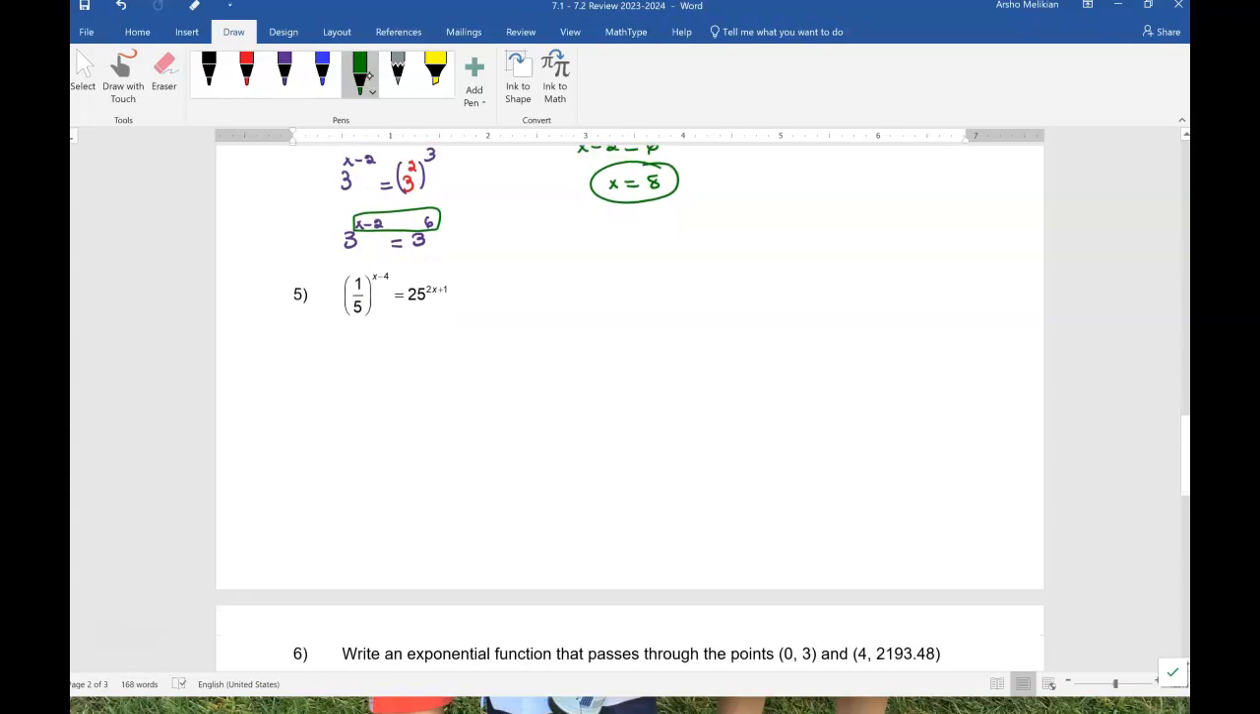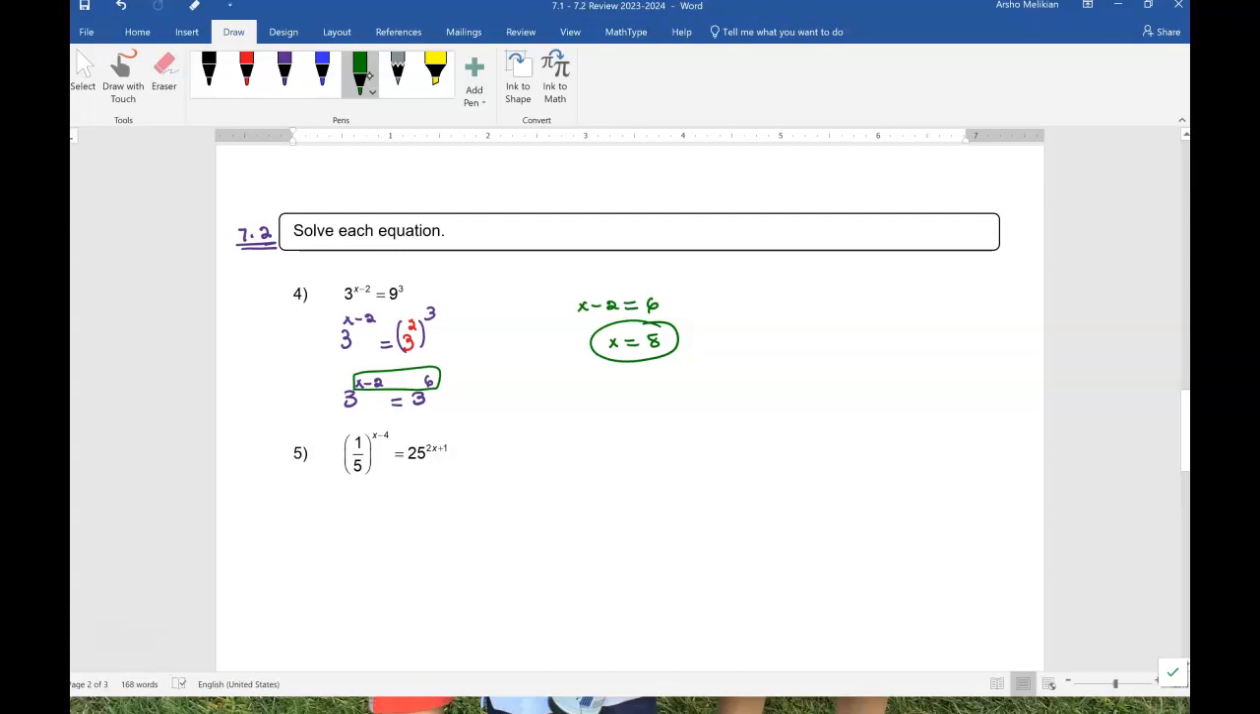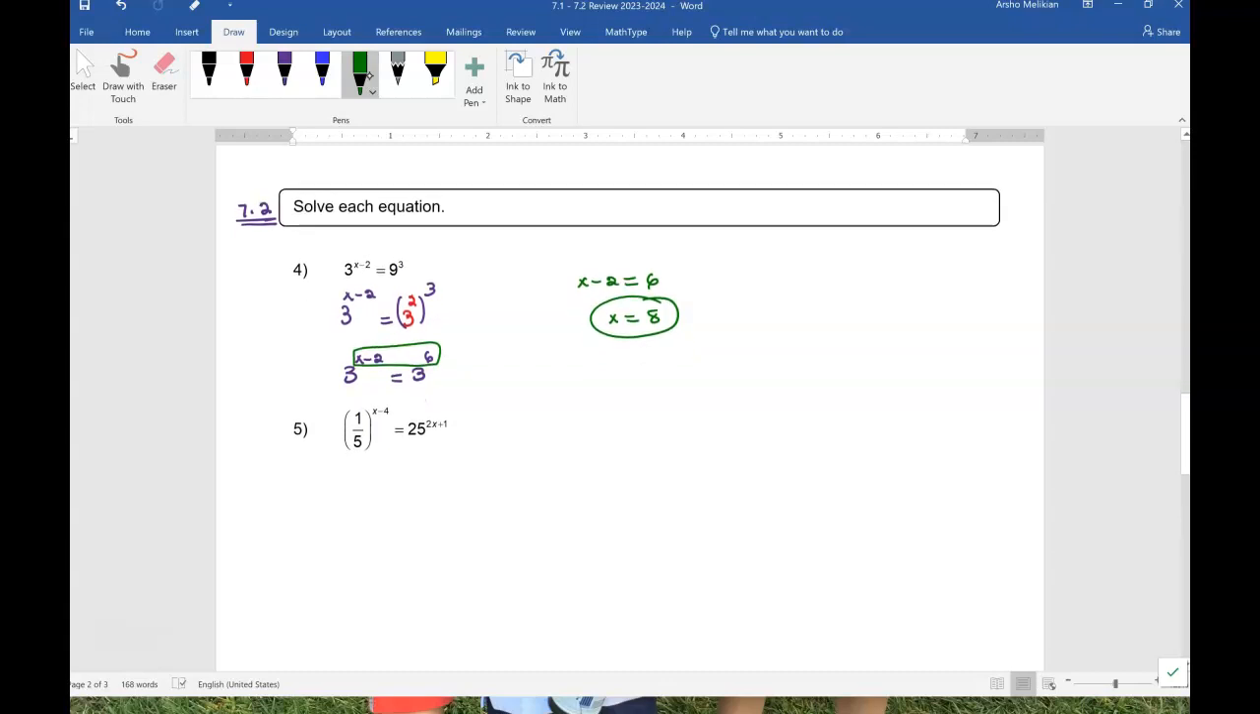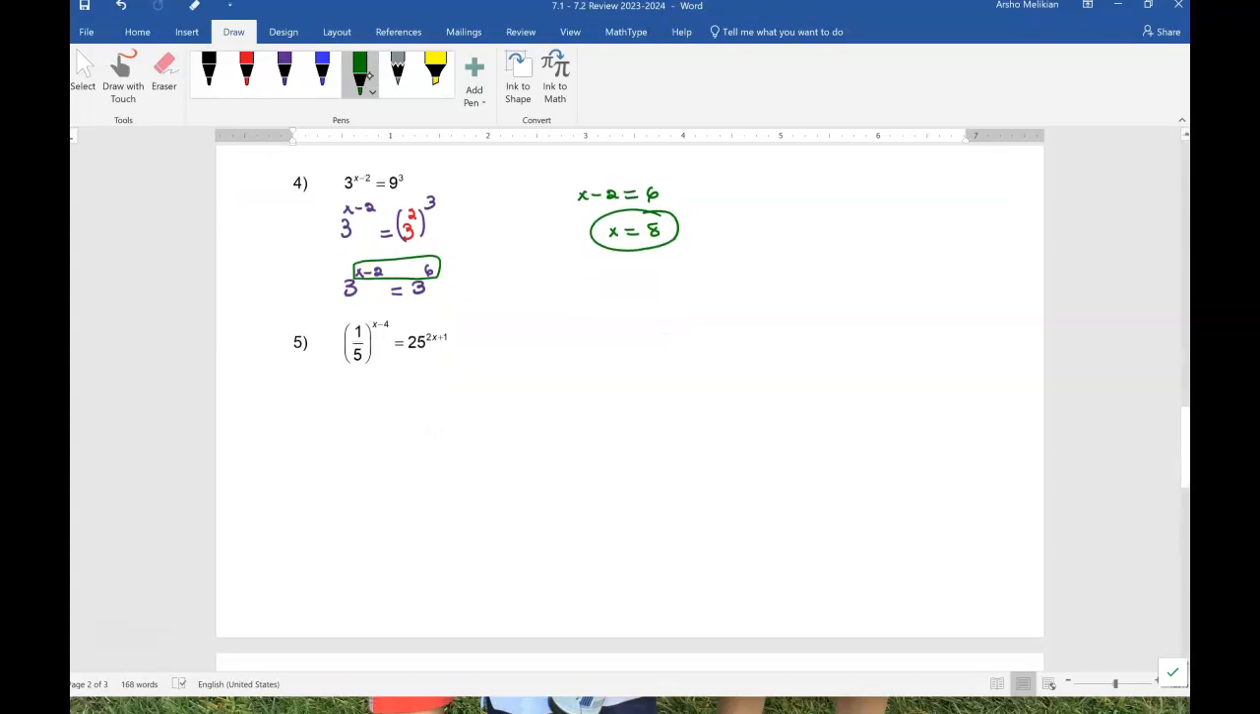All right, here I have 1 over 5 and I have 25. That's the answer? Nope. Brand new answer. So here you have a different situation. You have a 1 over 5 and you have a 25. You can see that both of them are like derivatives of 5, right? They're variations of 5. So I want to write both of them as 5 to the power of something. So that's where the negative comes in.